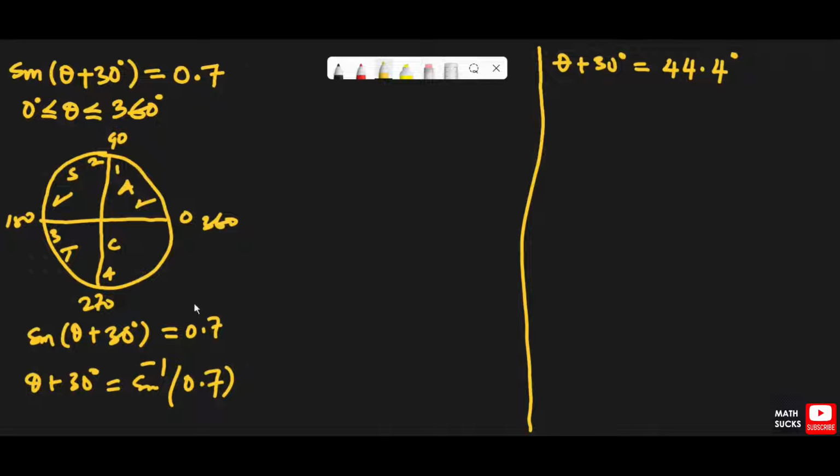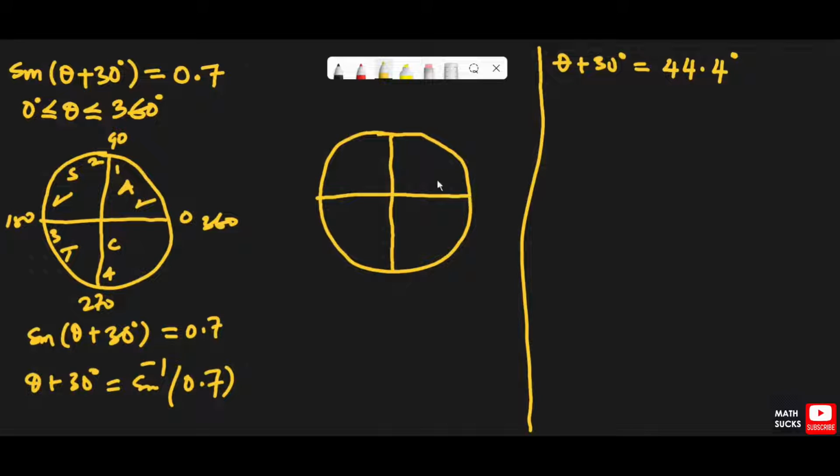Now, that is an acute angle that falls in the first quadrant. We need to generate other angles, and to do that I'm going to draw another clear circle, and then we see how we are going to extract all these other angles. So our first angle, which I am going to call alpha, is the one we have just calculated, that is equal to 44.4. Then our next possible angle falls in the second quadrant, again that is alpha.